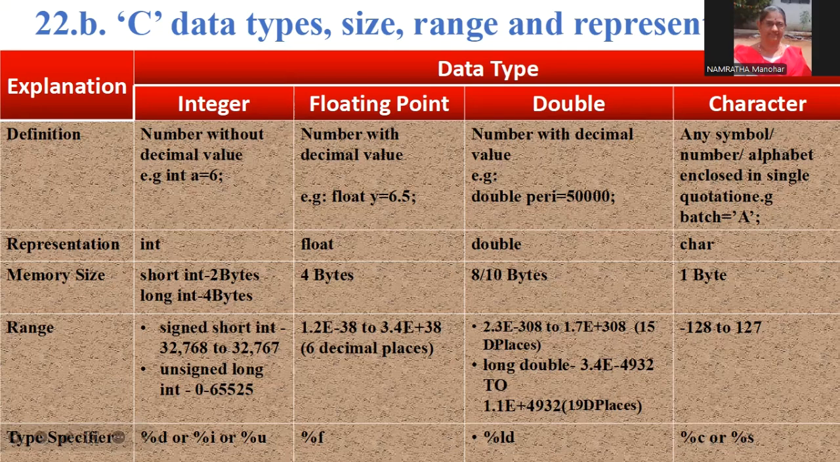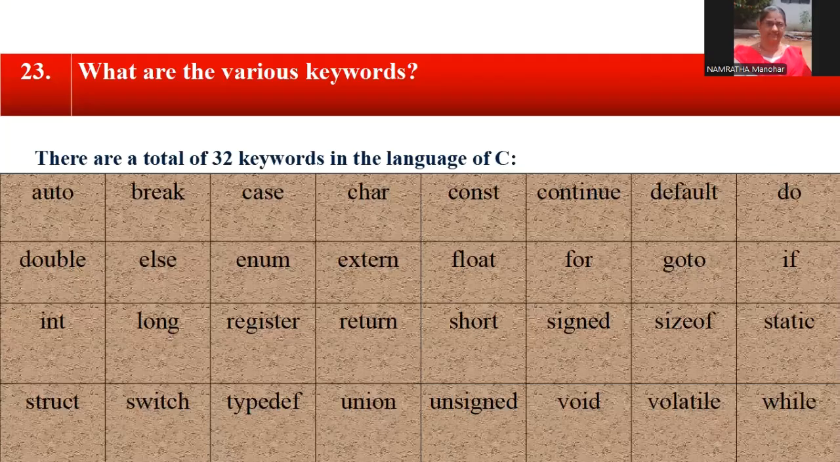Now, coming to question number 23. What are the various keywords? Every language has a set of keywords. What is a keyword? We have seen it has a reserved meaning. We have to use it only for that particular purpose. You cannot use it as a variable name. I can't use these words as any variable names.